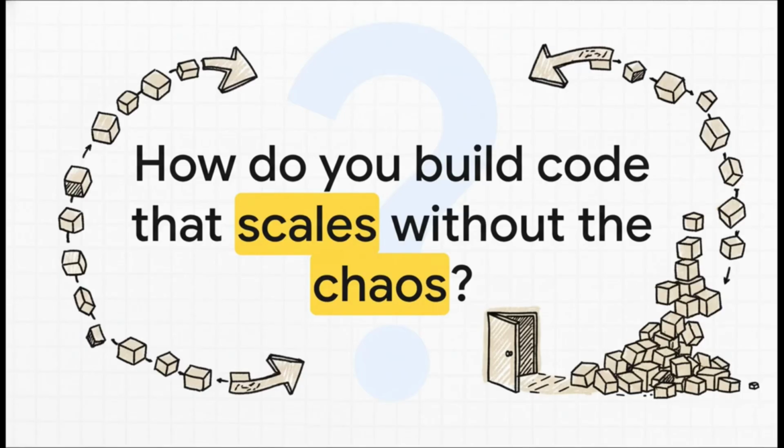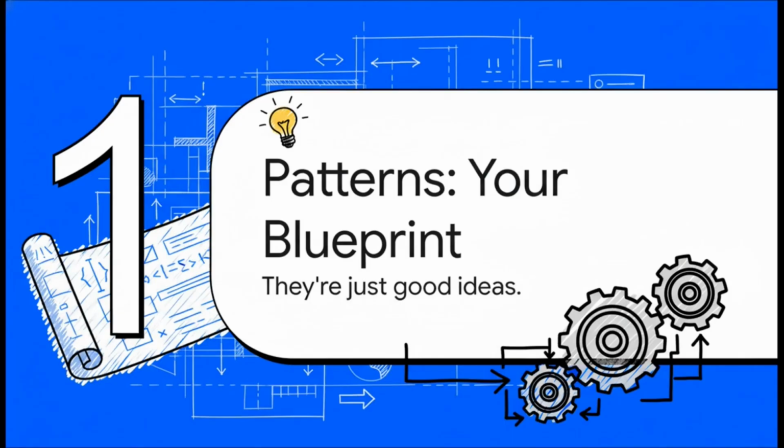So that's the million-dollar question, isn't it? How do we break this cycle? How do we build our applications from day one so that they can grow and change without collapsing into a chaotic mess? Well, the answer is actually pretty simple. You use a blueprint. And in the world of software, we call these blueprints design patterns.